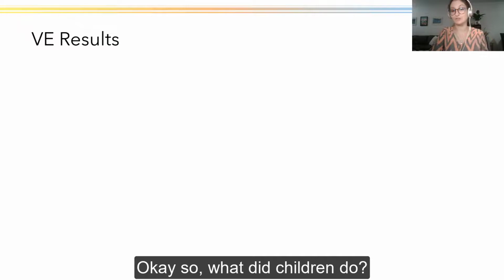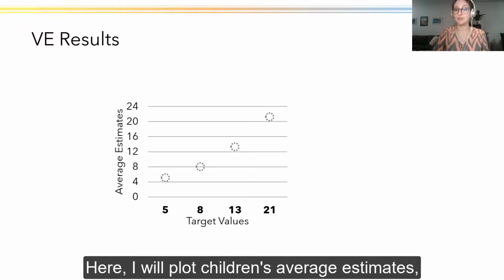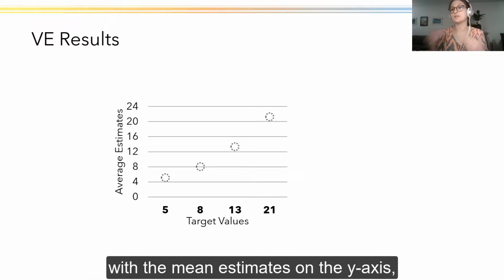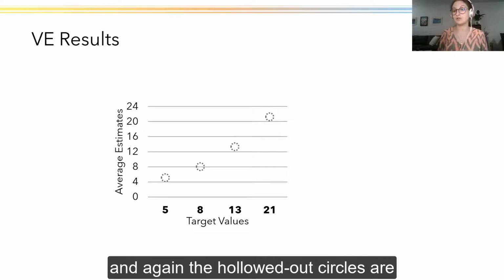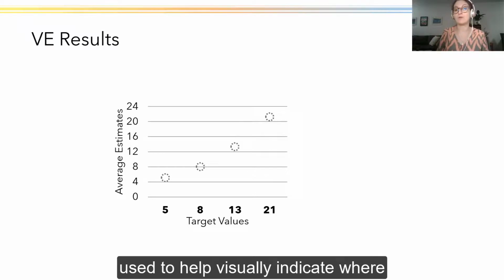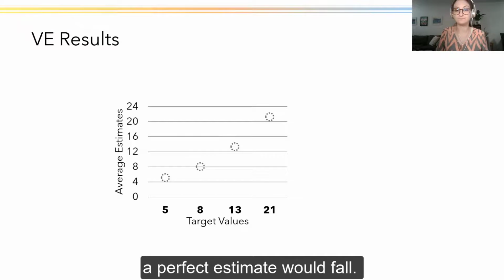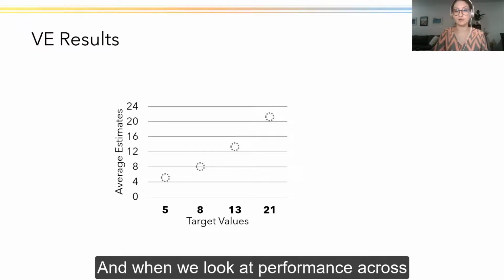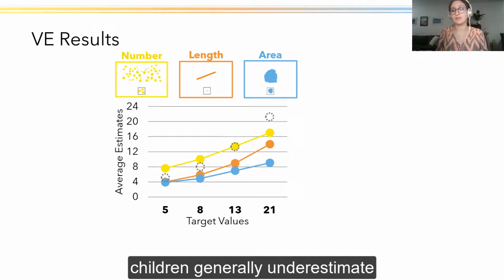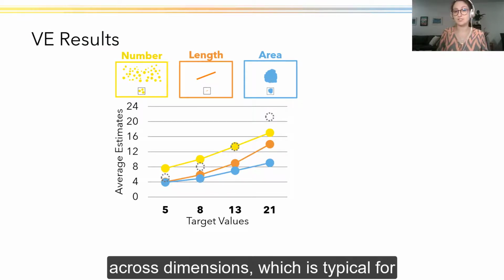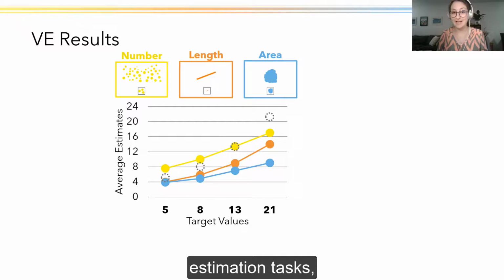Okay, so what did children do? Here, I will plot children's average estimates with the mean estimates on the y-axis and the objective target values 5, 8, 13, 21 shown on the x-axis. And again, the hollowed out circles are used to help visually indicate where a perfect estimate would fall. And when we look at performance across number, length, and area, we find that children generally underestimated across dimensions, which is typical for estimation tasks.